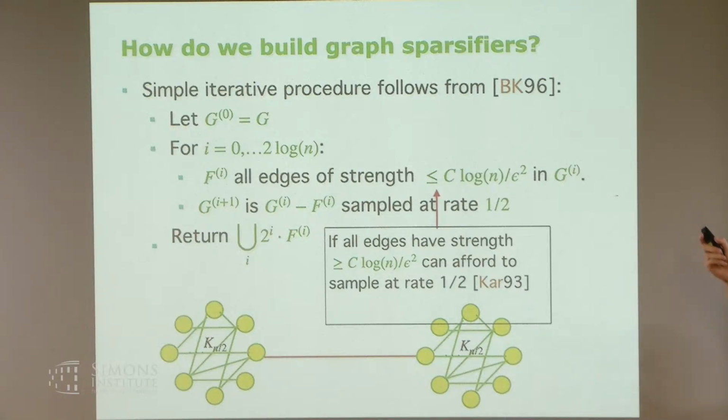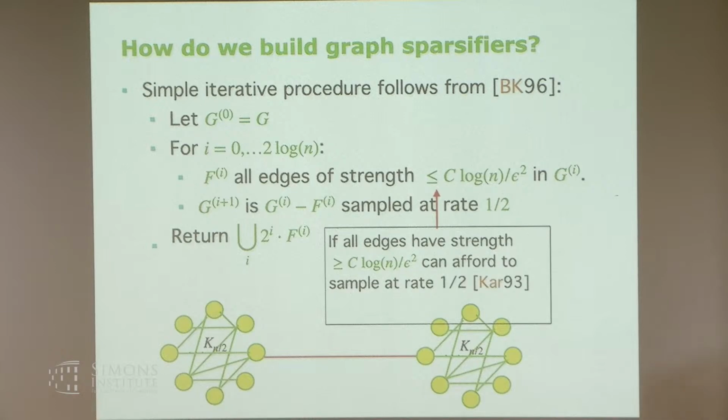This dates back to the work of Benczúr and Karger in '96, but it's appeared in various places throughout the years. For now, let's ignore that there's this loop right here going for 2 log n iterations, and let's just imagine a single iteration of this procedure. We're starting with the graph G, and G0 equals G.